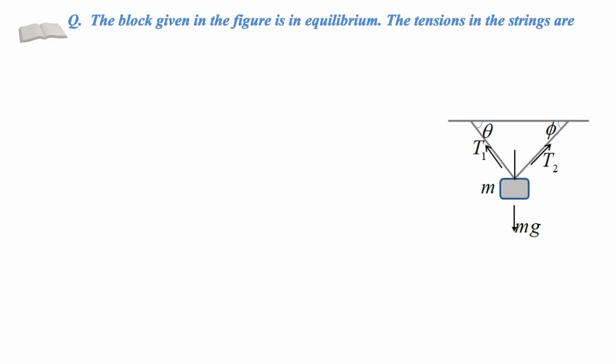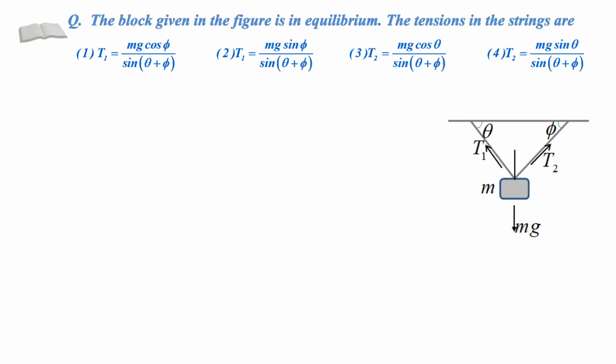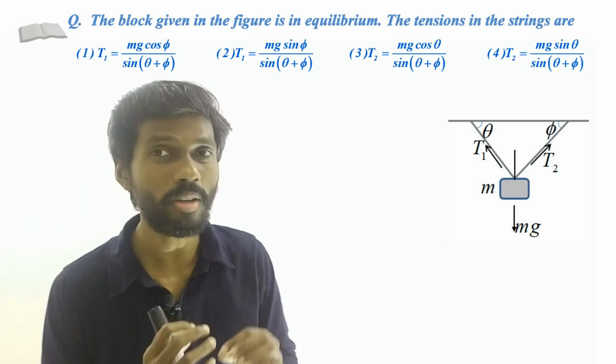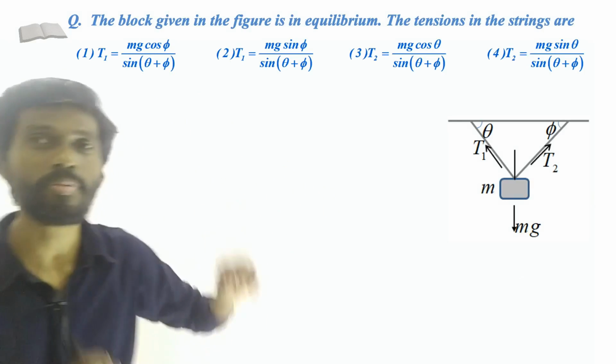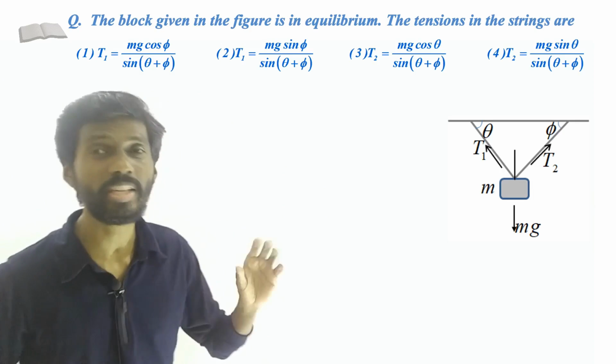The block given in the figure is in equilibrium. The tensions in the strings are given by. Here two strings are attached to a block, but these strings are not horizontal or vertical. They are making some angle theta or phi with the horizontal. Now we have to find the tension in these two strings.